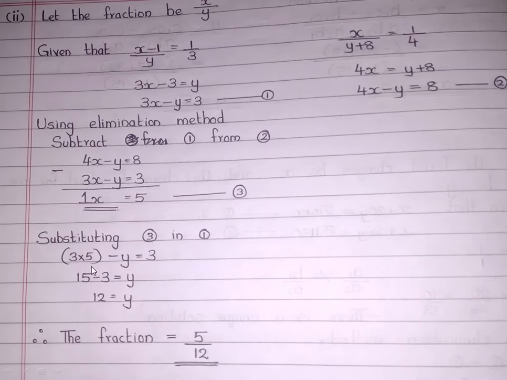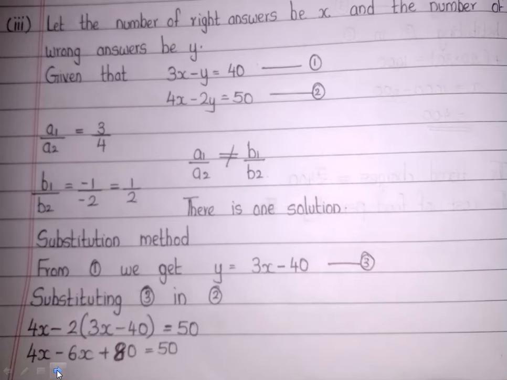Substituting x equal to 5 in the first equation, that is 3 into 5 minus y equal to 3, you will get the value of y as 12. So you got the x value as 5 and the y value as 12. So what is the fraction? The fraction is 5 by 12. We'll go for the third question.